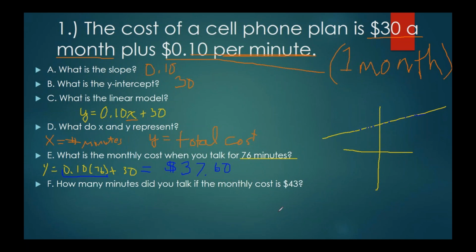Now in letter F, we can work backwards. How many minutes did you talk if the monthly cost is $43? Well, what do I do with that 43? Well, that's the monthly cost, so I plug it in for Y. So Y equals 10 cents times X plus 30. And let's go ahead and walk through the steps of how to solve this equation, right? Our goal is to get this X by itself. So what is my first step in getting X by itself?